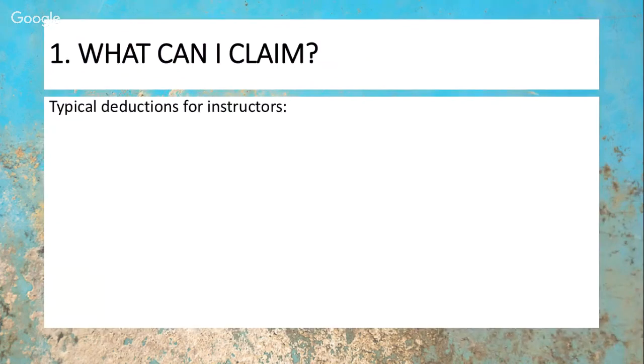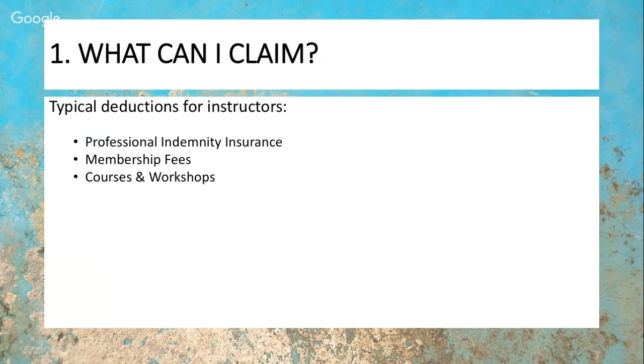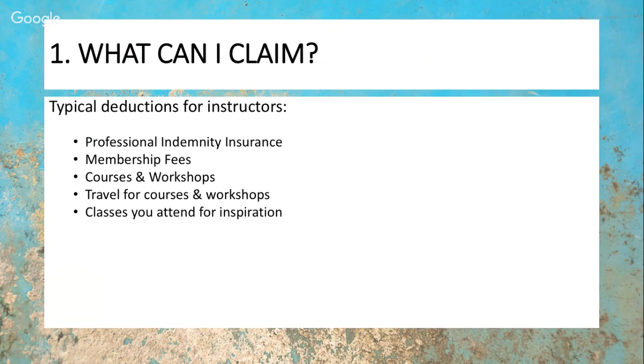So tax hack number 1, what can I claim? Some typical deductions for instructors are your professional indemnity insurance. You can claim for membership fees such as the APMA or PAA fees. You can claim for any courses and workshops that you undertake to further your education. You can also claim for the travel and accommodation in relation to those courses and workshops.